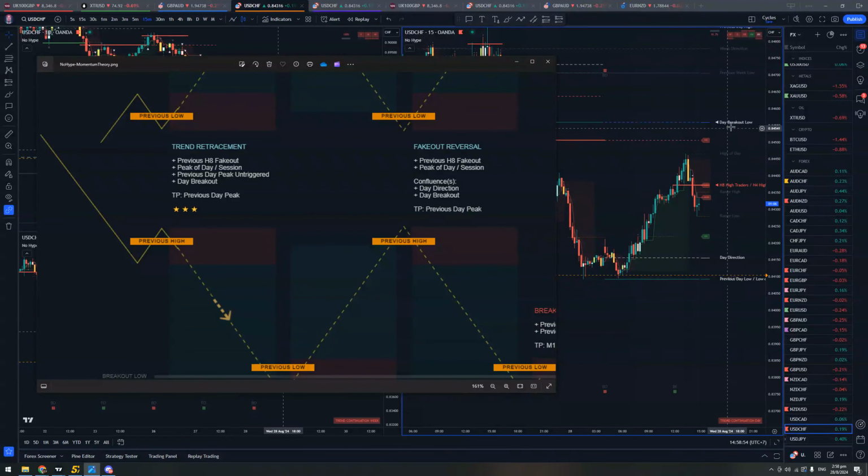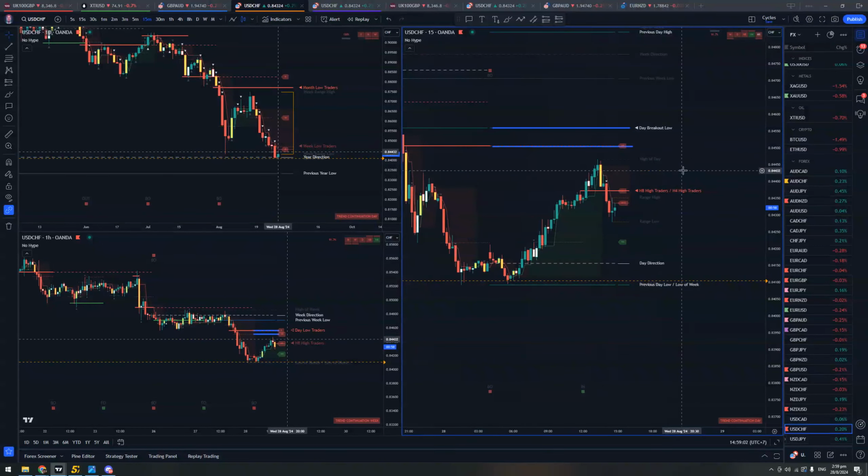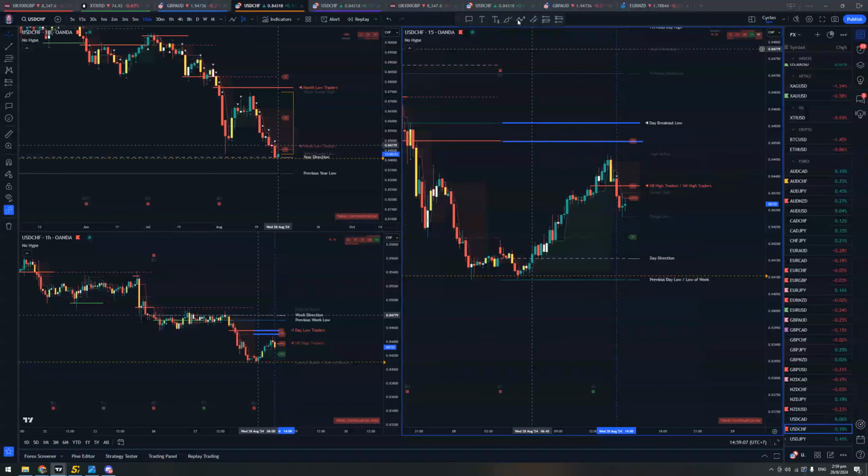And it's below the day breakout level. Here's the day breakout level. We're below that. The H8 breakout level is right here. We're below that as well. Lots of confluence to take this down. So I ended up trading this straight off the M15 again.